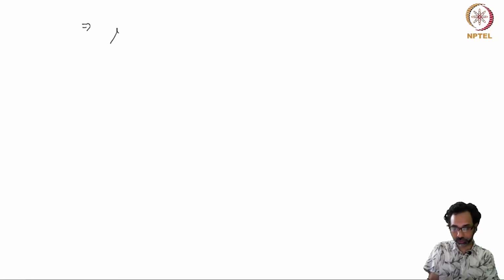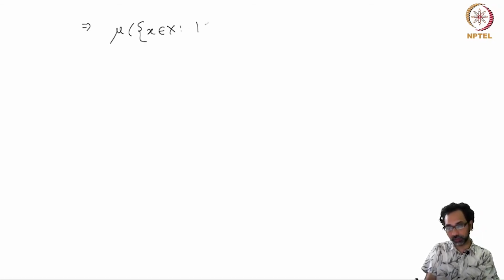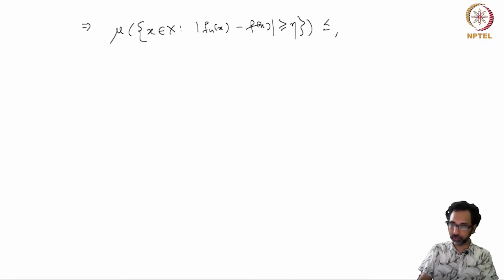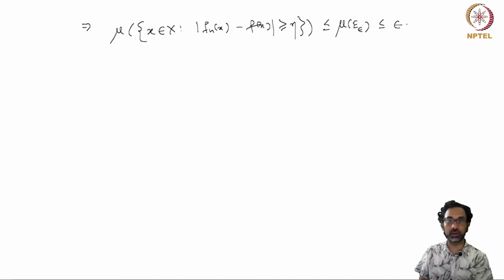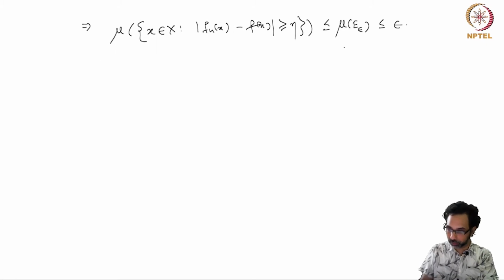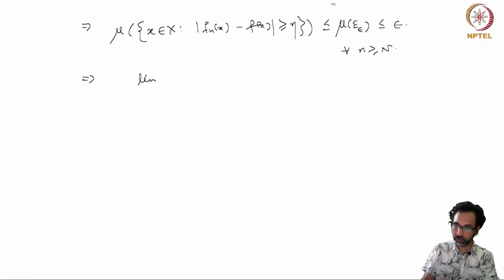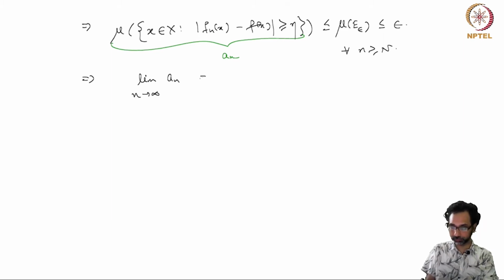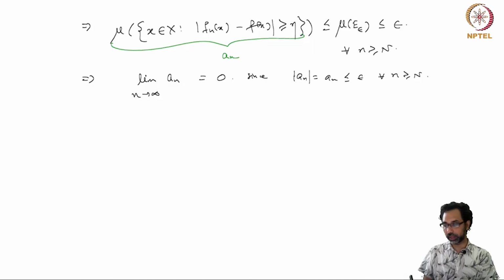So this implies that the measure of this set of points such that fn(x) minus f(x) is greater than or equal to eta is less than or equal to the measure of E epsilon, which is less than or equal to epsilon. This is for all n greater than or equal to capital N. This means that the limit of this sequence of terms, if I call it a_n, then the limit of a_n as n goes to infinity is 0, since the modulus of a_n, which is the same as a_n because it's positive, is less than or equal to epsilon for all n greater than or equal to capital N.